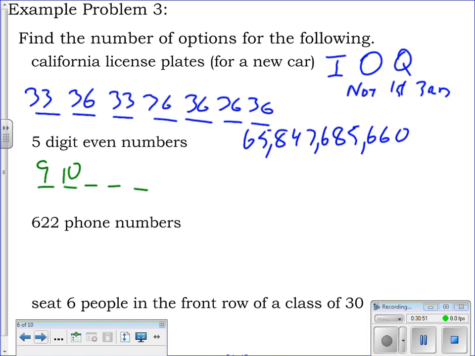It can be a 1 or 2 or 3 or 4 or 5 or 6 or 7 or 8 or 9, but not a 0 for the first one. Second one, I can have 1, 2, 3, 4, 5, 6, 7, 8, 9, or a 0. And then what do I have here? 10. And this one? 10. And this one? 10. No, 4. Sorry. Wait. Even, which means it needs to end in 2, 4, 6, 8, or 0. 5. How many of them are there? Multiply those together. 45,000.